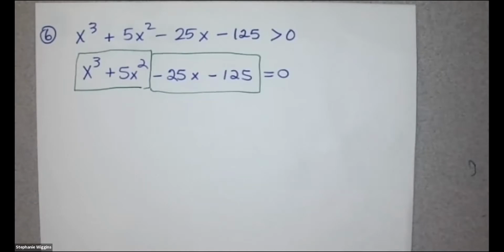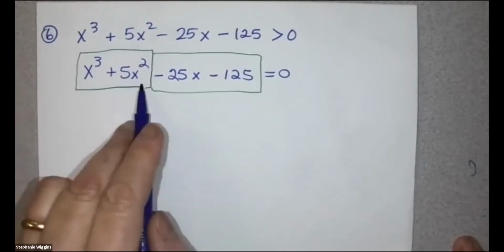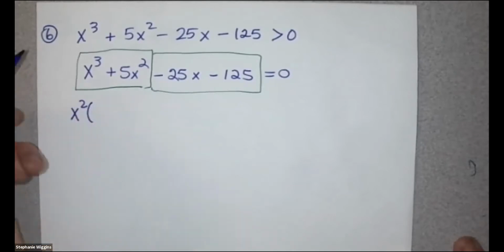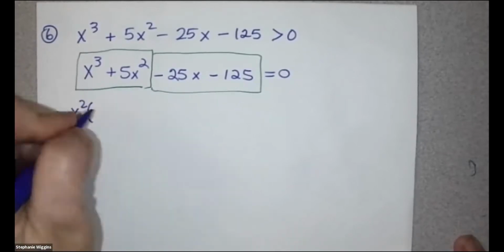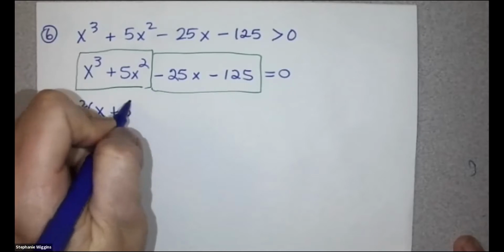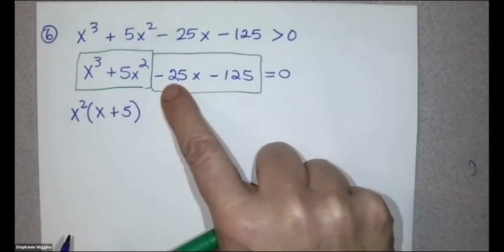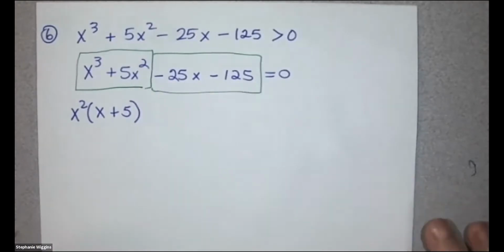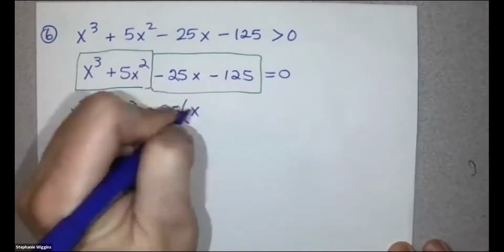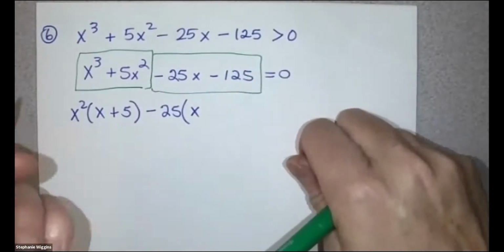Okay, I factor them separately. So factoring this one, I have x squared is common to both of these terms, so I pull out the x squared. And if I factor out x squared from x cubed, I'm left with x. And if I pull out the x squared from this term, I'm left with 5. Then I go on to the next 2 terms, and notice they both have -25 as factors. So I pull out the -25. I'm left with x. And if I take negative 125 divided by negative 25, I'm left with plus 5.